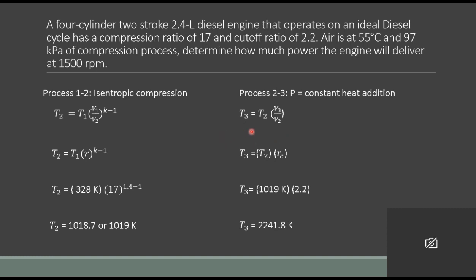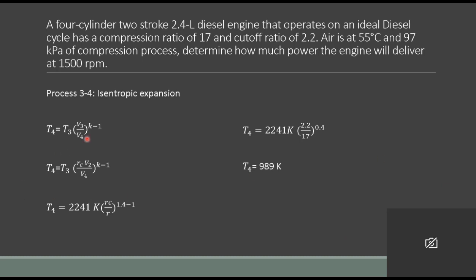Let's proceed to process 2 to 3, where heat addition occurs at constant pressure. T3 is equal to T2 multiplied by V3 over V2. So the temperature at state 3 is equal to the temperature at state 2 multiplied by the cutoff ratio. By multiplying the values, we got 2241.8 Kelvin.